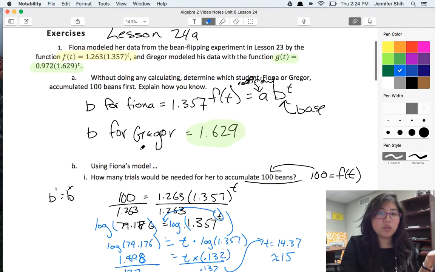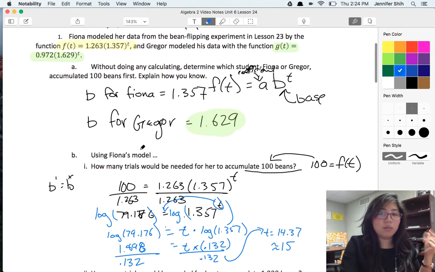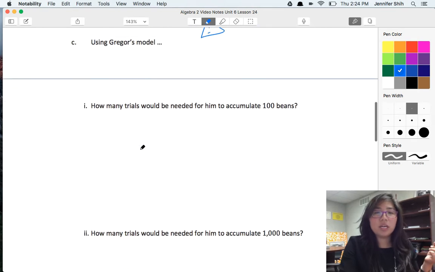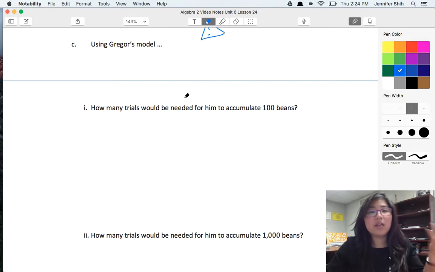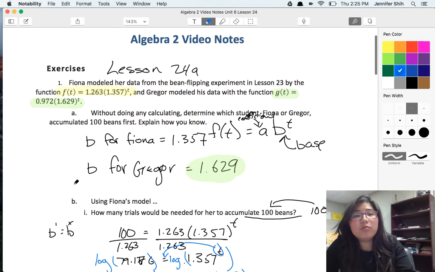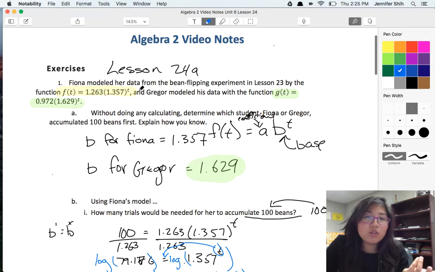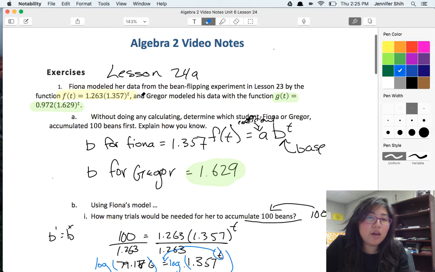Last video we worked on Fiona's model that she made to get to 100 and 1,000 beans. Now we're going to look at Gregoire's. The whole point of this was that the original question was who got to 100 or who got to 1,000 first, because we want to see who would accumulate 100 beans first, and we predicted it was Gregoire. I predicted for you it was Gregoire because the base was bigger. That was the whole point of the last video.